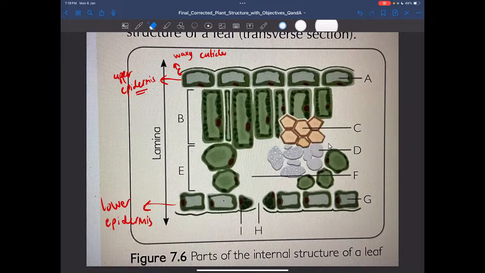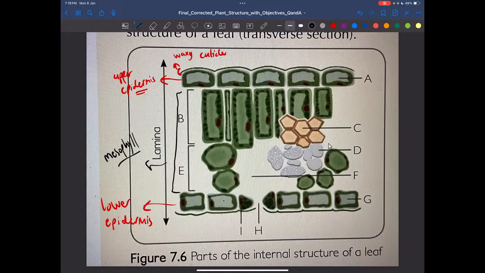Now moving on. Under the epidermis, we have B and E, which form what we call the mesophyll layer. Okay? And this mesophyll layer is split into two parts. We have the palisade, okay?